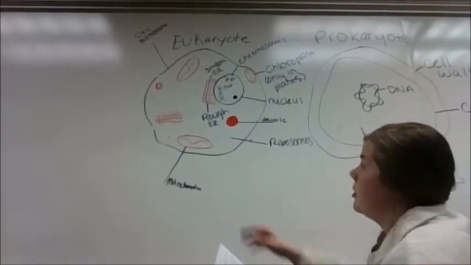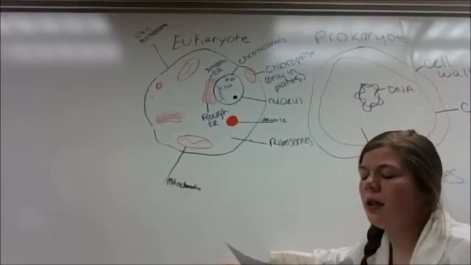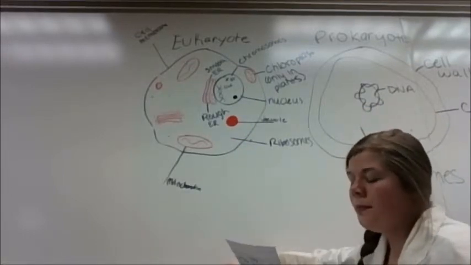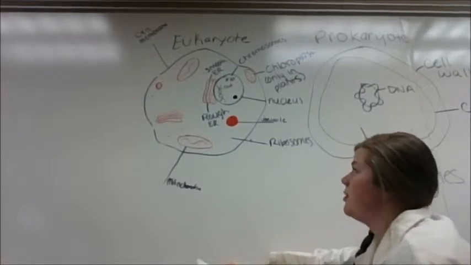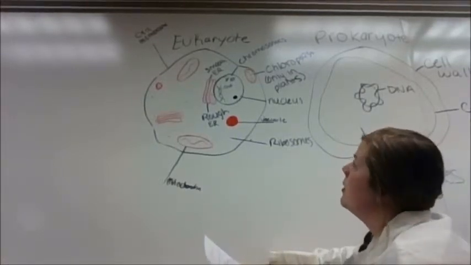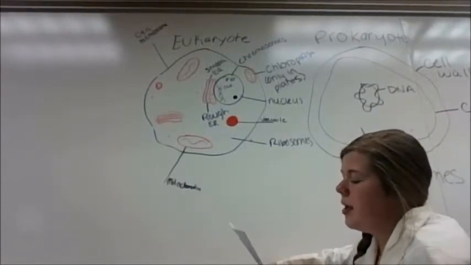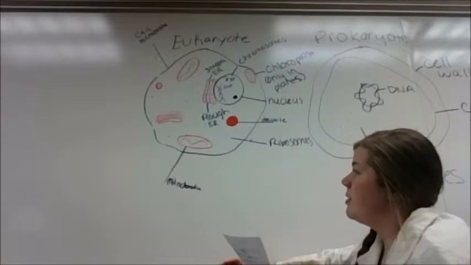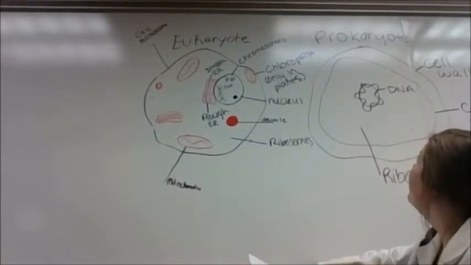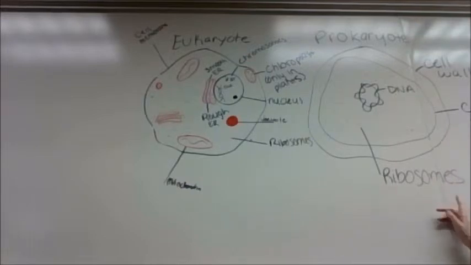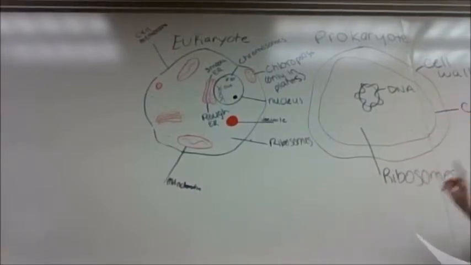And endoplasmic reticulum, which you have both smooth and rough, and the difference is the rough has ribosomes, but they're used for transporting materials. And then the cell membrane, it separates the cell from the outside of the cell. And then for the prokaryotes, the only things that you have are DNA, a cell wall, a cell membrane, and ribosomes.